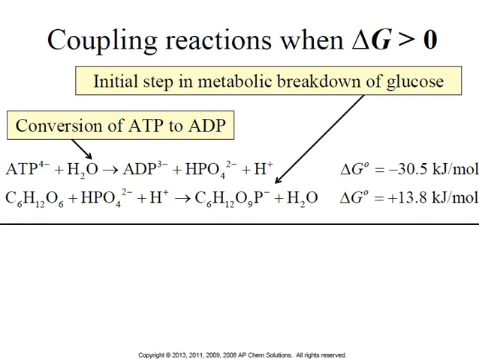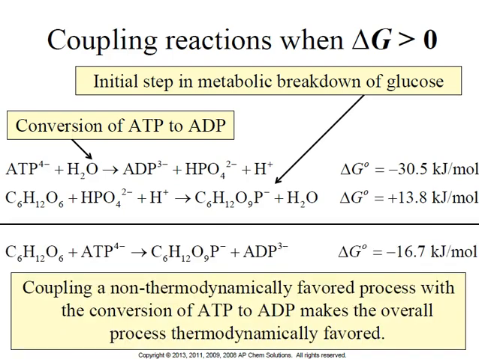And that energy that's produced from that process can then fuel the initial breakdown of glucose, and if you put them together, the overall delta G is still negative. So we can couple a non-favorable process with a favorable process. As long as the total delta G value is still negative, then the overall process will be favored. So those are some ways to make non-thermodynamically favored processes still go. Our bodies use those, and we use those with technology as well.